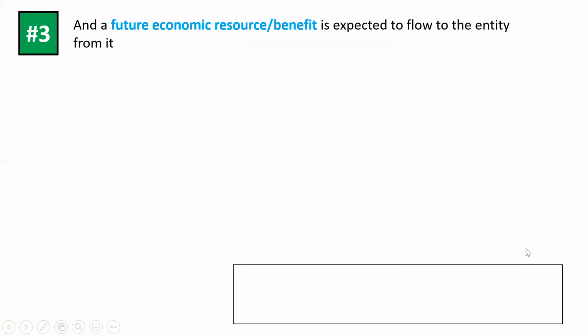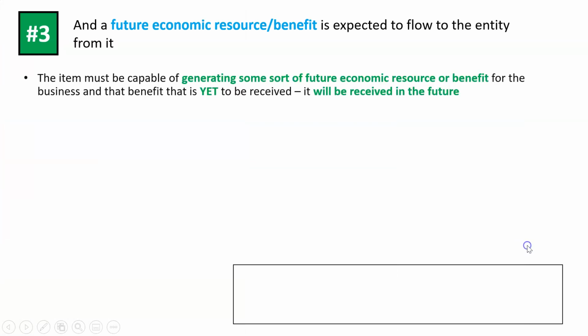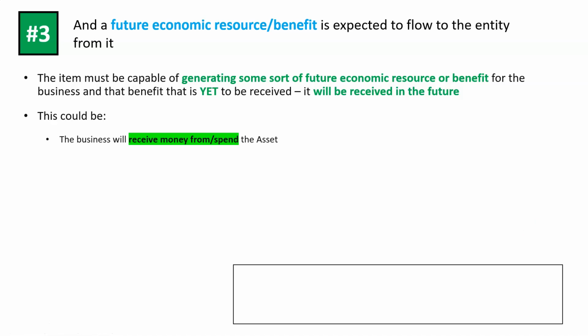Next one, it's got to have a future economic benefit that is expected to flow to the business. So the item must be capable of generating some sort of future economic benefit, and that has yet to be received. It will be received in the future. So usually this is going to be the business will receive money from it. But there's other things that an asset can provide an economic benefit that isn't money. It could be you can sell the asset and get money, or it could be you could just use the asset to run your business.